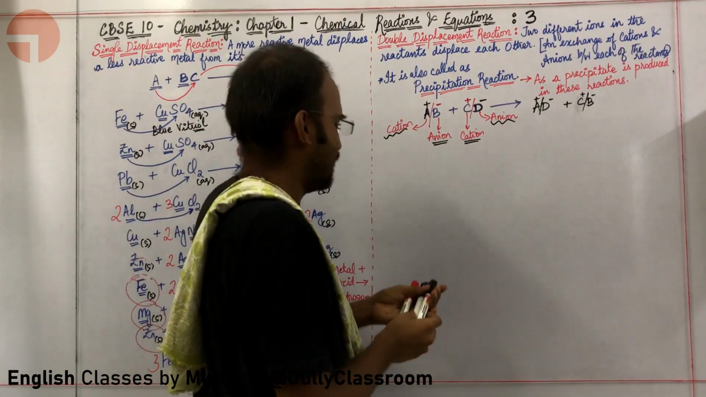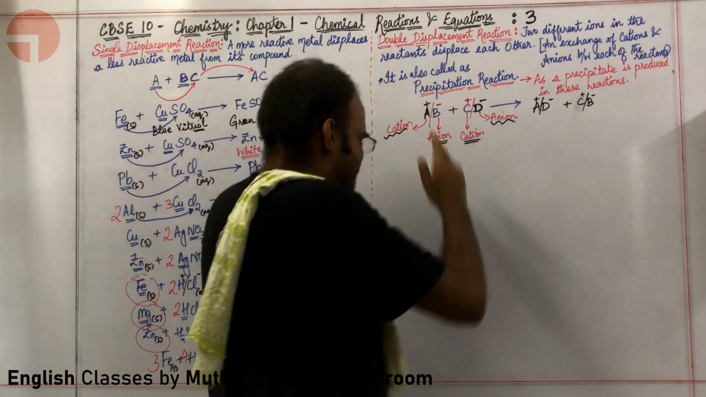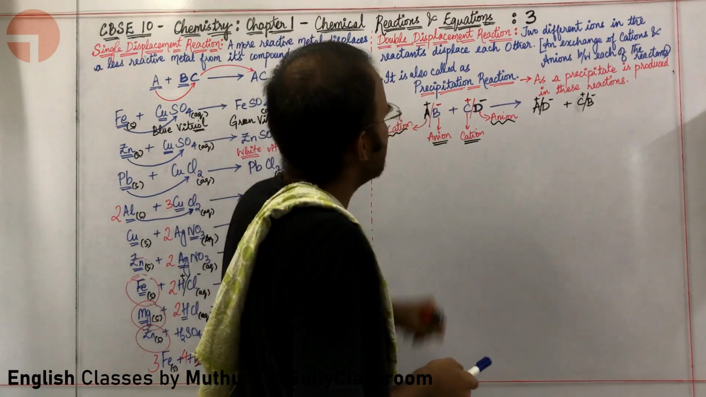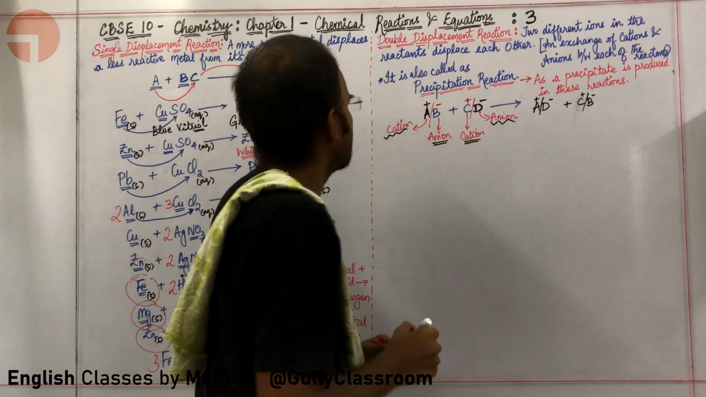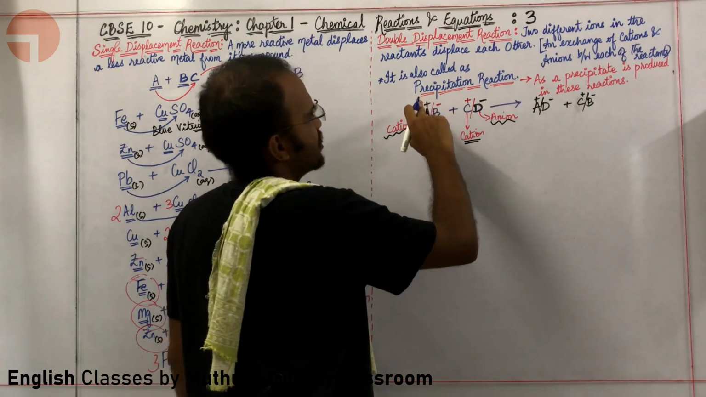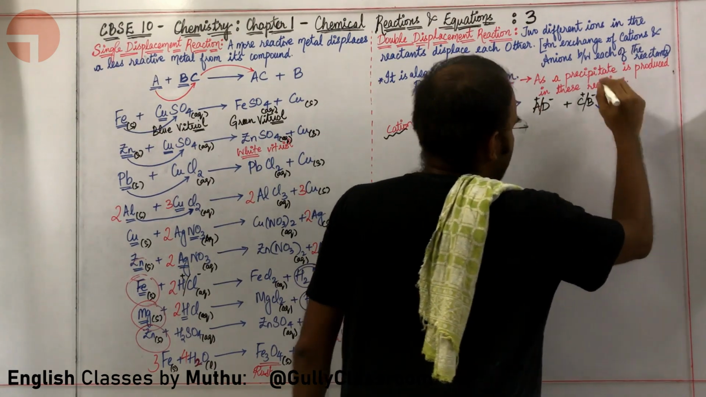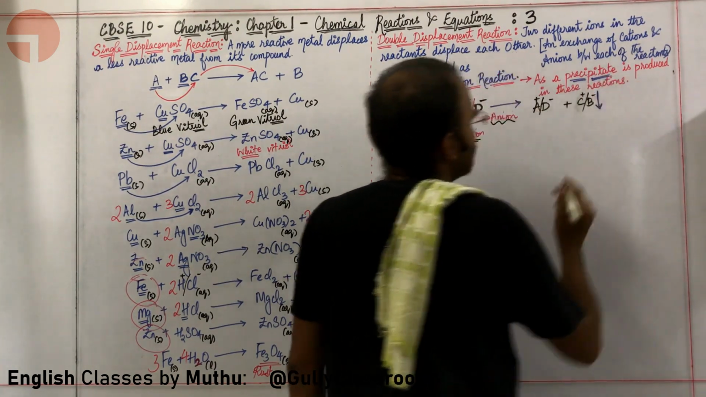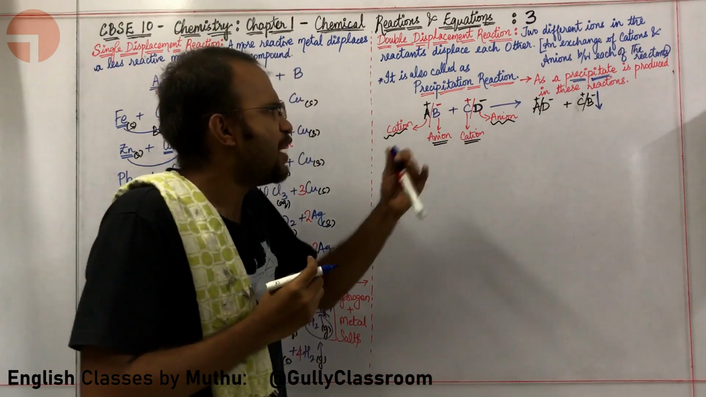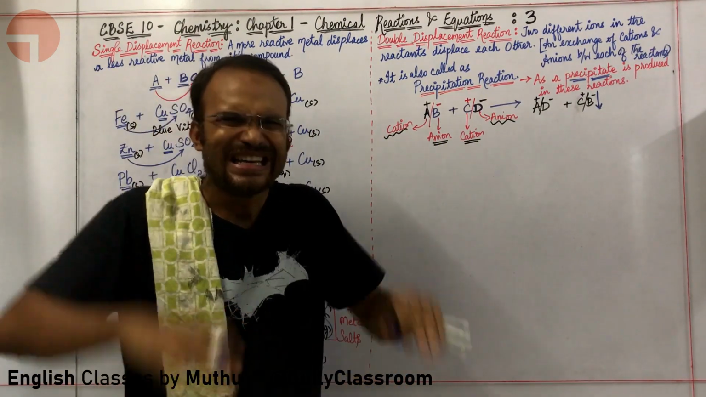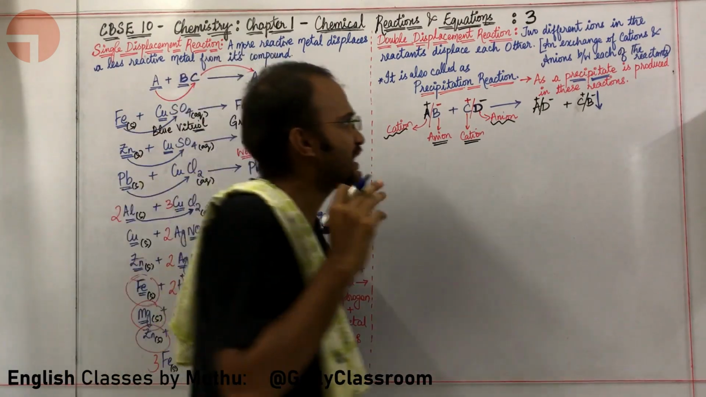Are you able to understand what is double displacement reaction? Okay, sir. But why is double displacement reaction called a precipitation reaction? Double displacement reaction is called a precipitation reaction because in all these reactions, a precipitate is formed. What is a precipitate? A precipitate is a species that does not dissolve in water. It settles down in the container.